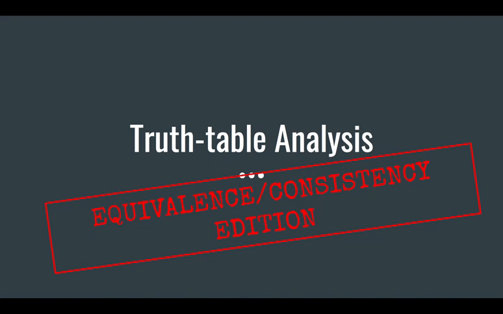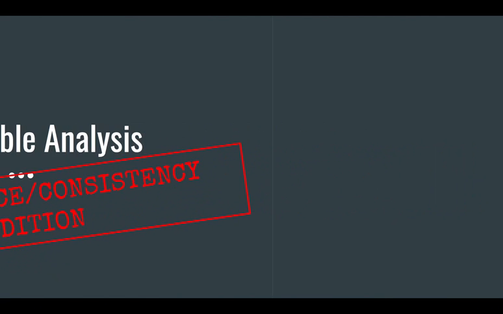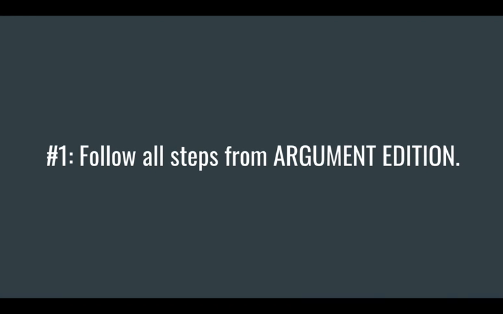This one is on equivalence and consistency, utilizing truth table analysis. So let's talk about equivalence first. The steps are very simple. In fact, go ahead and follow the steps from the previous editions of truth table analysis. The difference is in the rules that we utilize once we have completed our truth table.